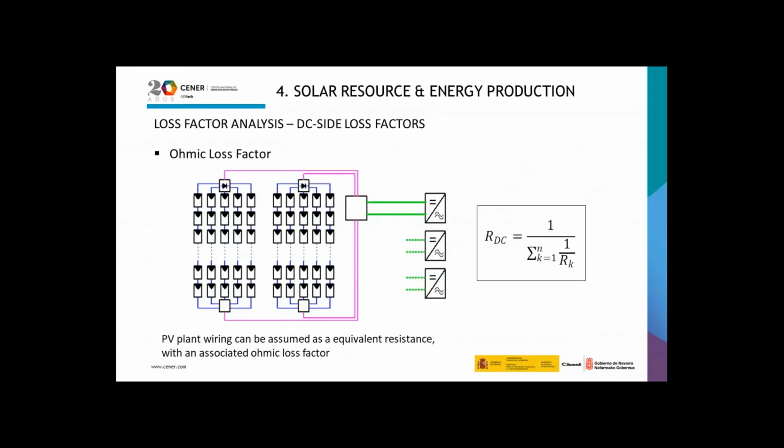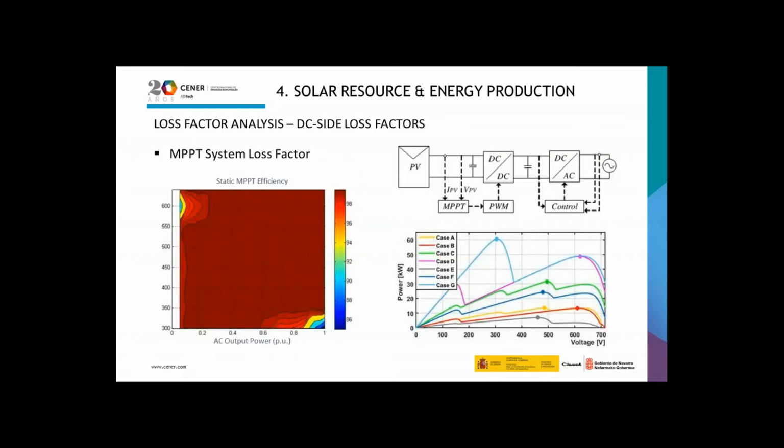The ohmic loss factor takes into account the voltage drops in the plant cabling. All the wiring can be considered as an equivalent resistance, which can be calculated by knowing the section and the length of each cable. The MPPT loss factor refers to the efficiency of the maximum power point tracking system implemented in the PV inverter. Currently, the systems have an efficiency of 99% or higher, so this loss factor can be neglected.